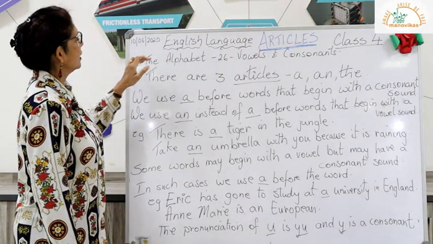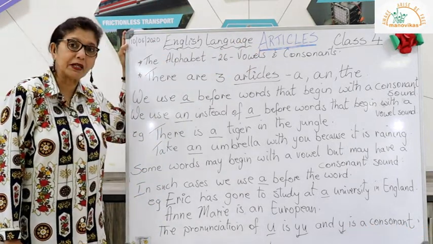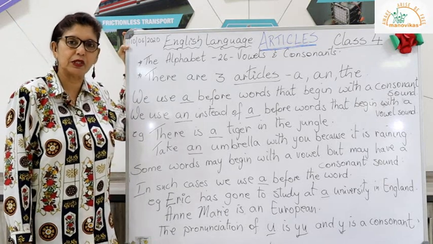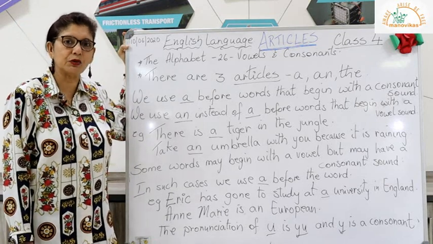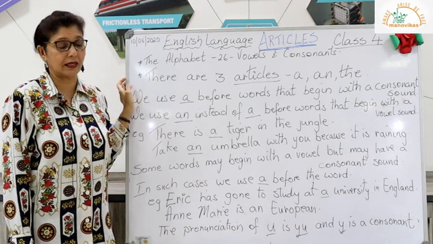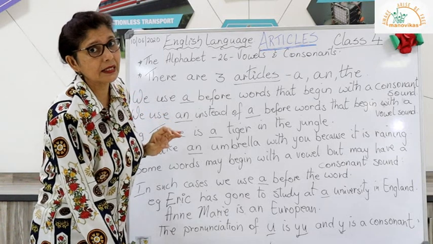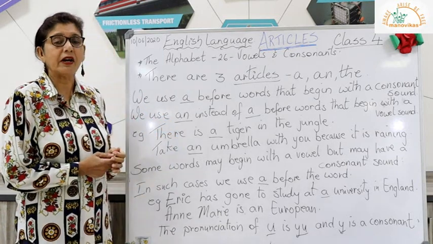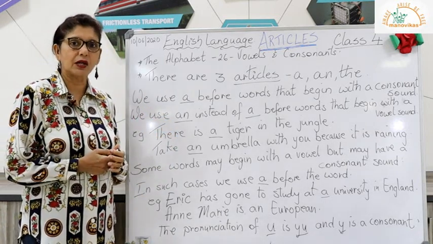Articles for today. Now, you all know the alphabet. You learnt it right from PP Junior. A, B, C, D up to Z. How many letters are there in the alphabet? 26. Now, out of the 26 letters, 5 are vowels and the rest are consonants.